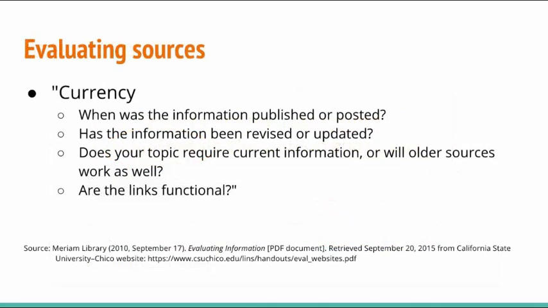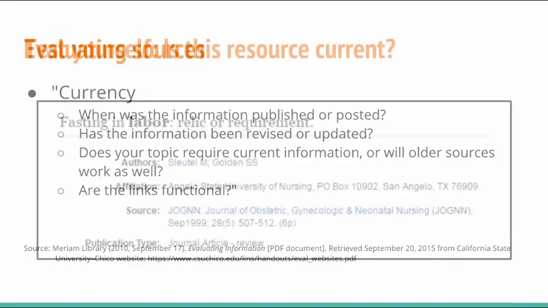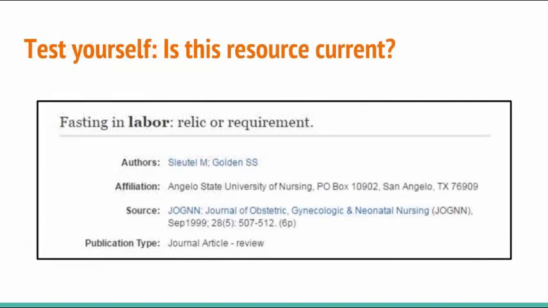Next, we look at the currency of the resource. When was it published or posted? Has it ever been revised or updated? Does your topic require current information, like the sciences do, or will older sources work as well? Finally, are all the links in this article functional, showing that it has been well maintained? Measure this article against those criteria and ask yourself, is this resource current?